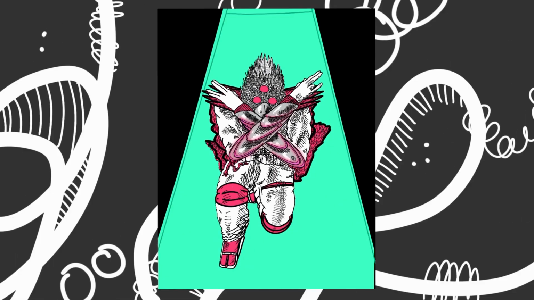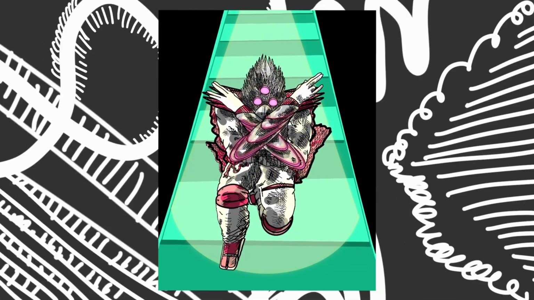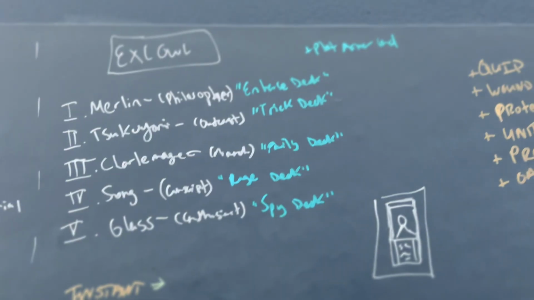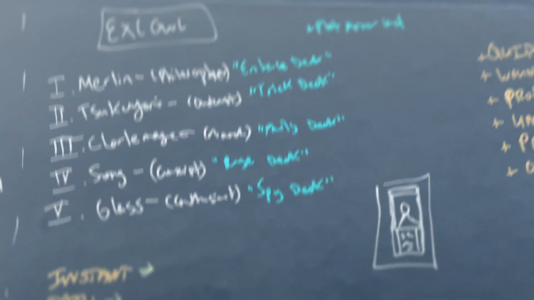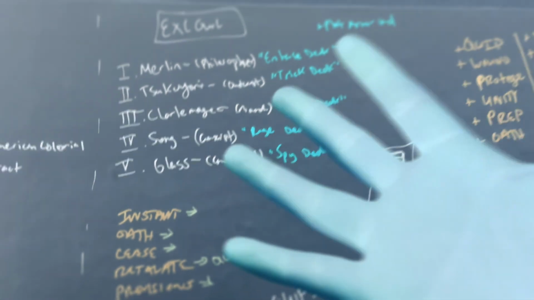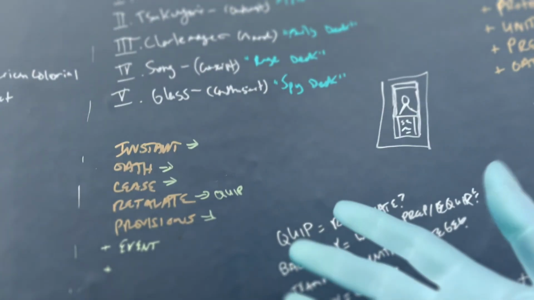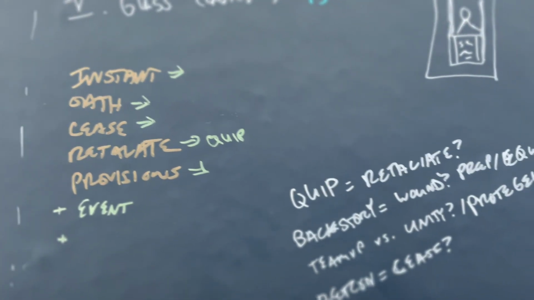And so I felt like there was a 5th class that was missing, and I tried to figure out what that class should be. We got Instant, Oath, Cease, Retaliate, and then Provisions was supposed to be like an attach card, an idea for an event card, which would have been really cool. But as you can see, we got Quip, Backstory, Team Up versus Unity, and then Retcon. These were a couple of cards I was flirting with for a while.